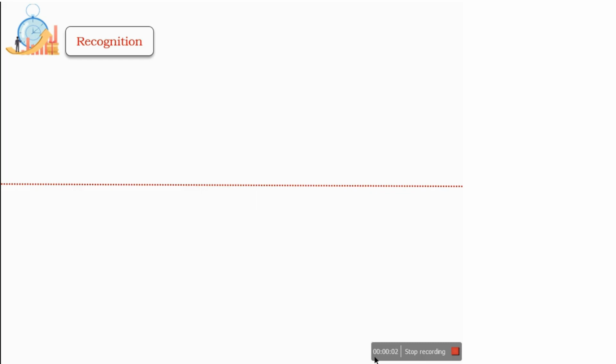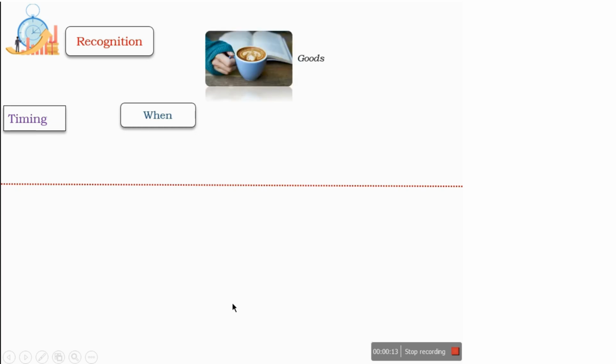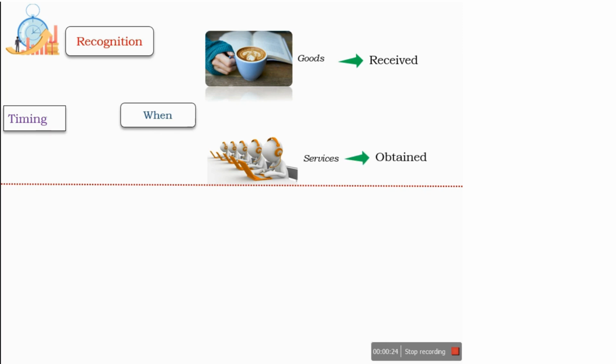Next topic of discussion is the recognition of share-based transactions. It is about the timing of recognition, that is, when it has to be recognized. If the transaction is in respect of goods, it will be recognized when goods are received by the entity. And if these transactions are in respect of services, it will be recognized when services are obtained. Next question arises, how it has to be recognized. In previous slides, we have discussed the classification of share-based payment transactions. Accounting depends on the classification of the transaction.